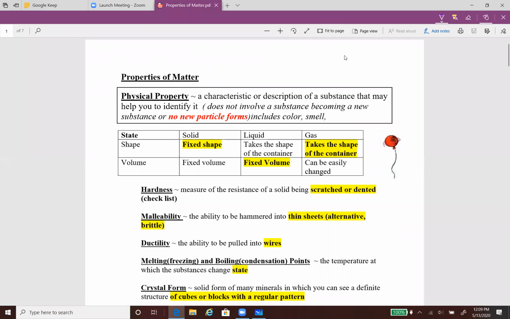Can you girls see this screen? Okay, very good. Let's make this a little bit bigger.